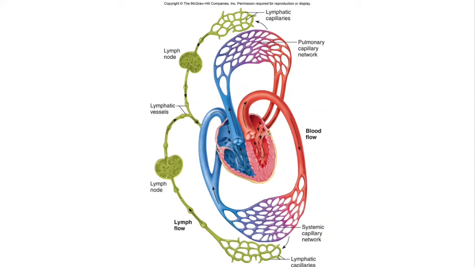Here is a diagram of the circulation. The heart in the middle, and out of the left ventricle there is the systemic circulation, and out of the right ventricle is the pulmonary circulation. At this area we have what is called the microcirculation, the capillaries between cells.